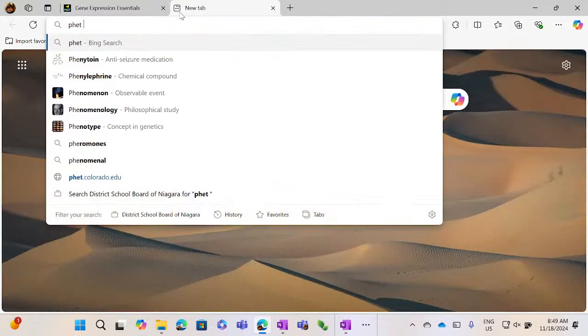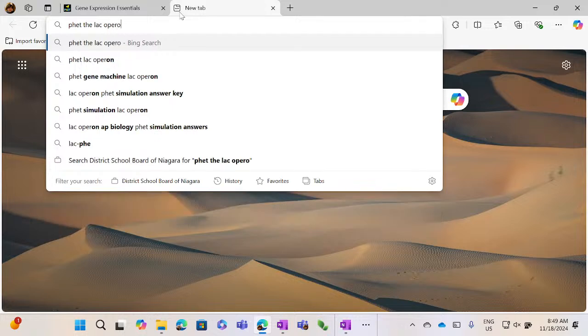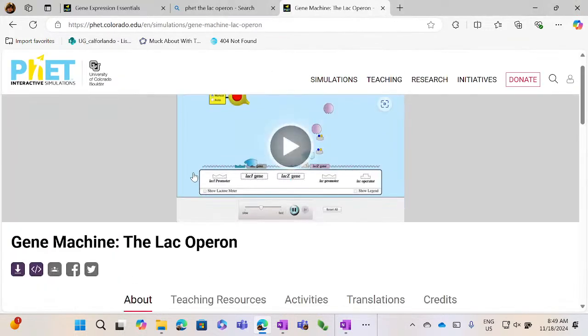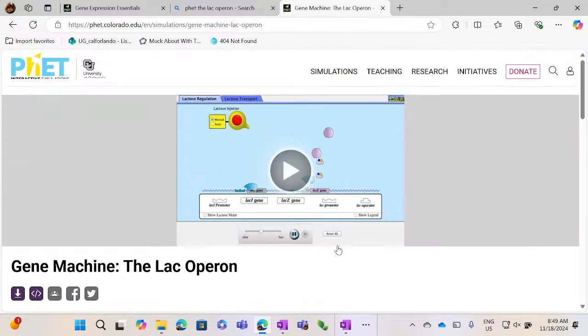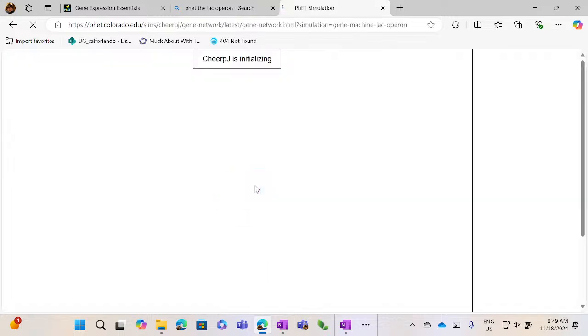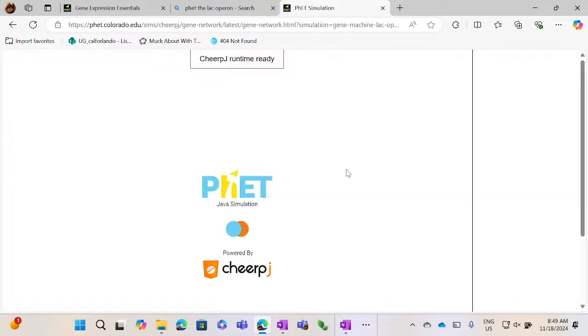Okay. From there, I want to give a specific example. Gene machine. The gene machine. Sounds like a TVO kids show. That actually does sound like it, doesn't it? Jar is loaded.